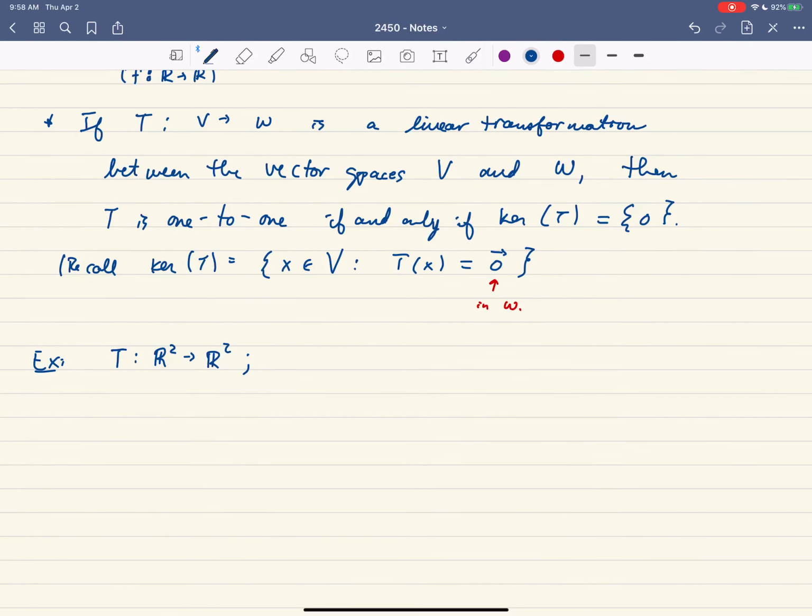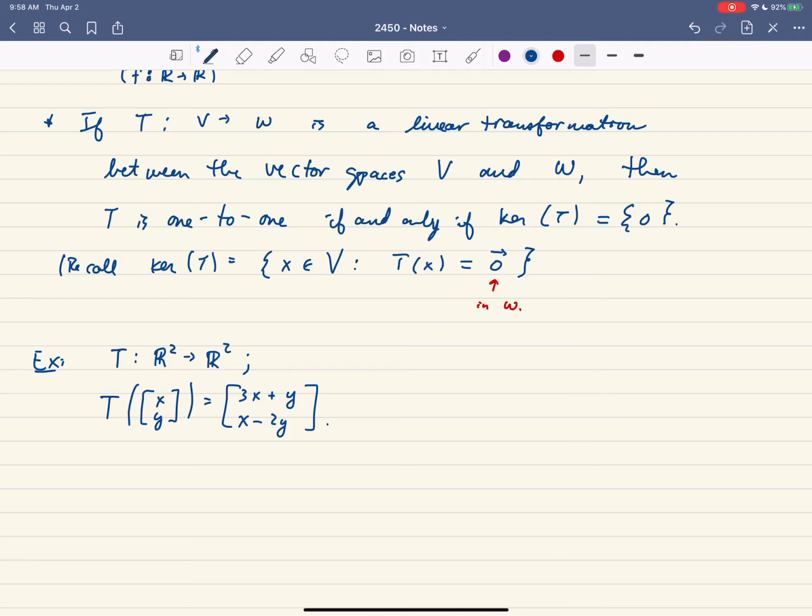Actually, I want to write it this way, where T of (x, y) is equal to (3x plus y, x minus 2y). Okay, and so one of the things that we've been talking about is finding the actual kernel of this linear operator. I'm going to leave that to you to find the kernel. But it turns out that there's a nice way that we can do this.